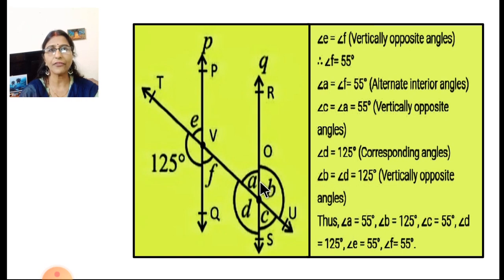Angle A we got 55 degrees. Angle B is 125 degrees, they are vertically opposite, just now we got 125. Angle C is 55 degrees. Angle D is 125 degrees. And angle E we got 55 degrees. Angle F also 55 degrees. So this way we have shown the measure of all the angles. So children, you will draw this figure and you will write the solution step by step so that you will understand. Looking into the figure you will understand.